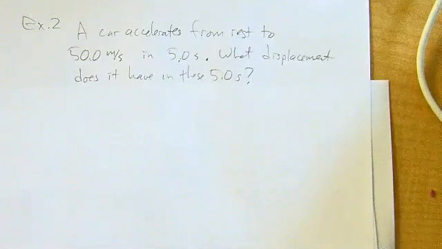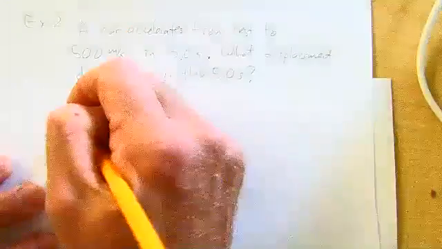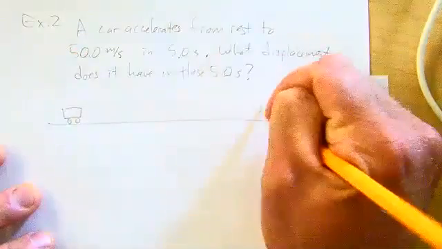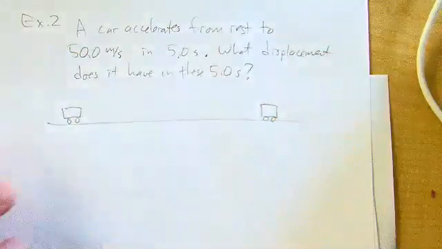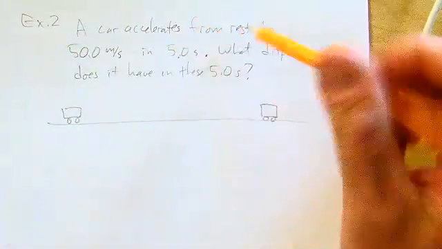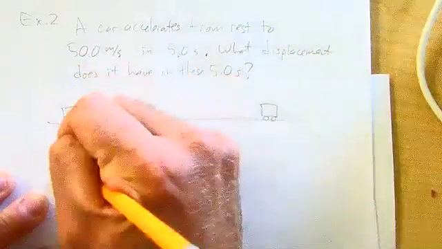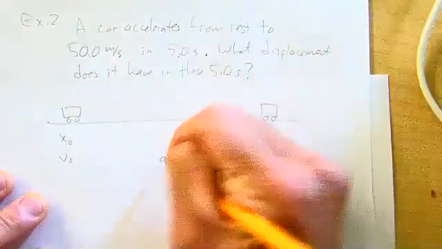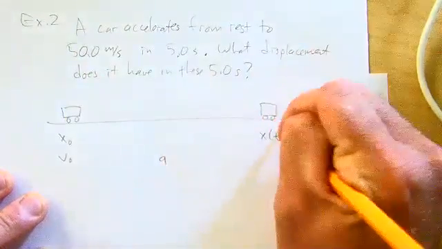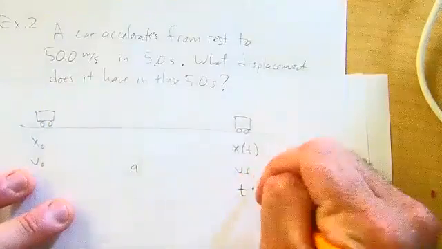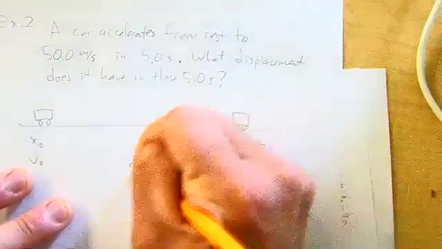Okay, so a car accelerates from rest to 50 meters per second in 5 seconds. What's the displacement? Again, you need to draw this out. You just try to think about it and figure it out. It's quite difficult. Fill in those same variables. Remember we did x0, v0. We put the a in the middle. I think we did x of t here. We did vf. And what was the other one? T. Okay, these are all the different variables you could have.